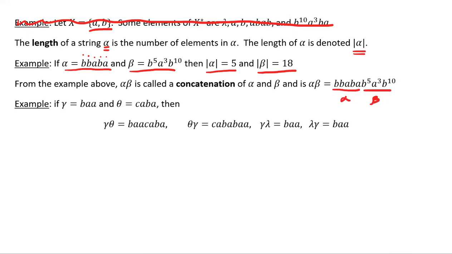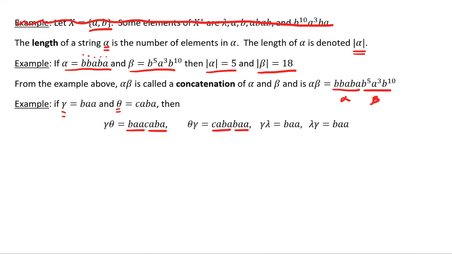Now let's talk about this last one. If gamma, look at that, we're learning some Greek, is BAA and theta is CABA, then gamma theta is BAACABA. You just put them together. Now if I flip it around, obviously it's CABABAA.